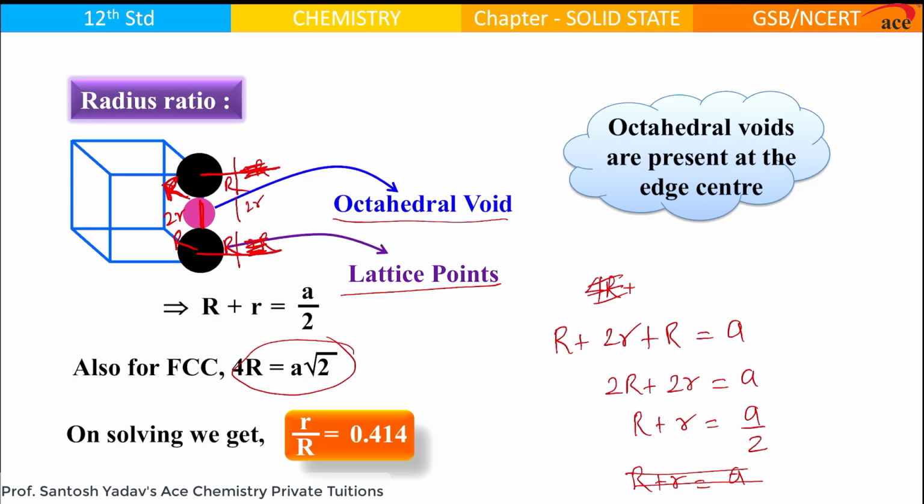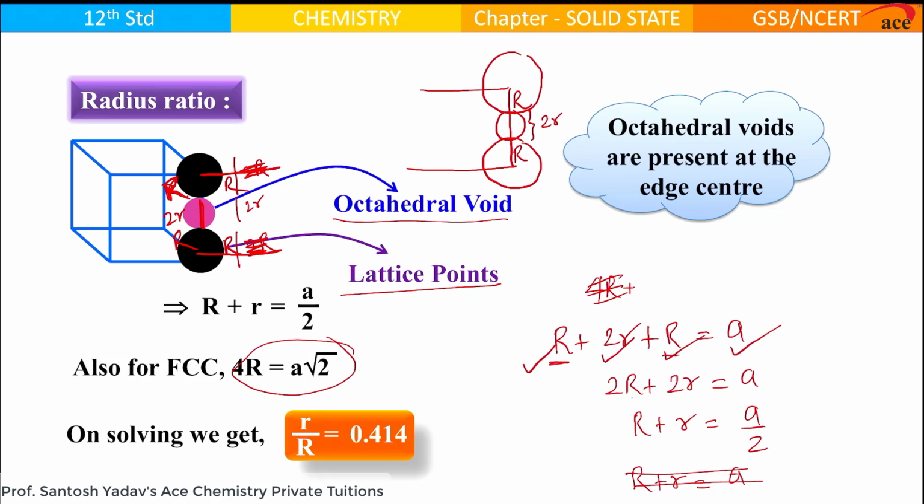If you want to see it again, this is one sphere, this is your octahedral void, and this is another sphere. This is nothing but capital R, this is nothing but capital R, and this is nothing but 2r. That means r plus 2r plus r is equal to the edge length a. So 2r plus 2r will be equal to a.